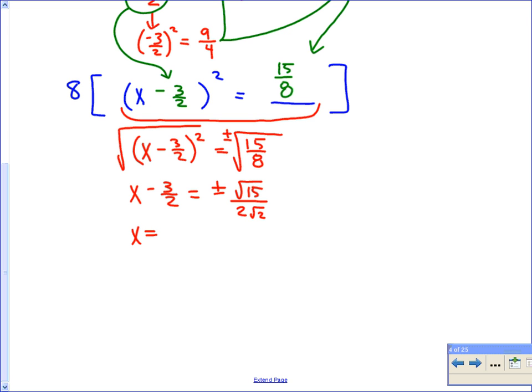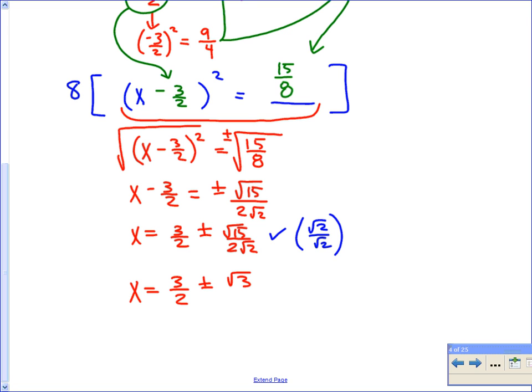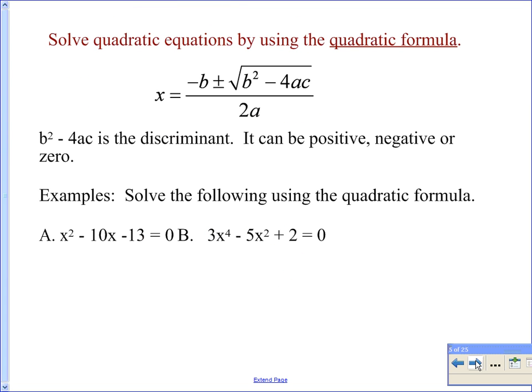And then I solve for x, and I get 3/2 plus or minus root 15 over 2 root 2, which is fine, or I can rationalize that. If I rationalize it, I multiply by root 2 over root 2 to get that radical out of the denominator. And when I do that, I get x is equal to 3/2 plus or minus root 30 over 4. Okay, and this is fine. Okay, so there we have solving by completing the square.